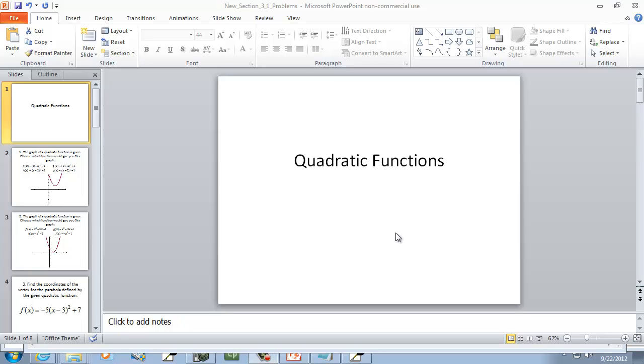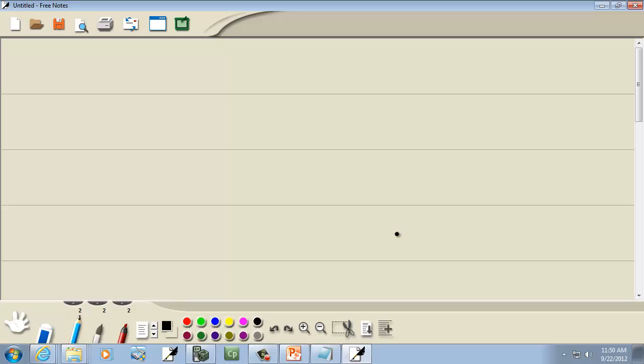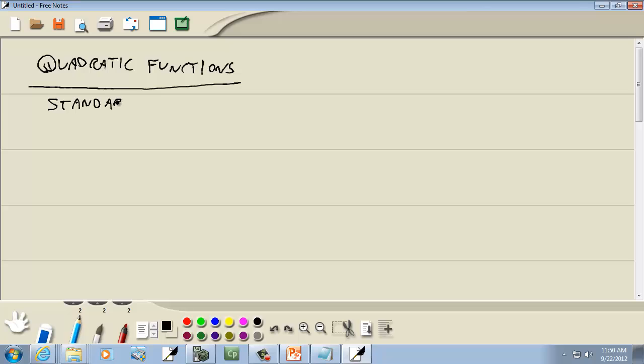Let's take a look at quadratic functions. Now for our quadratic functions, we have something called standard form. Standard form is when it's of this form: f of x is equal to a times (x minus h) squared plus k. And you have it in this form, there are various things you can tell about it.